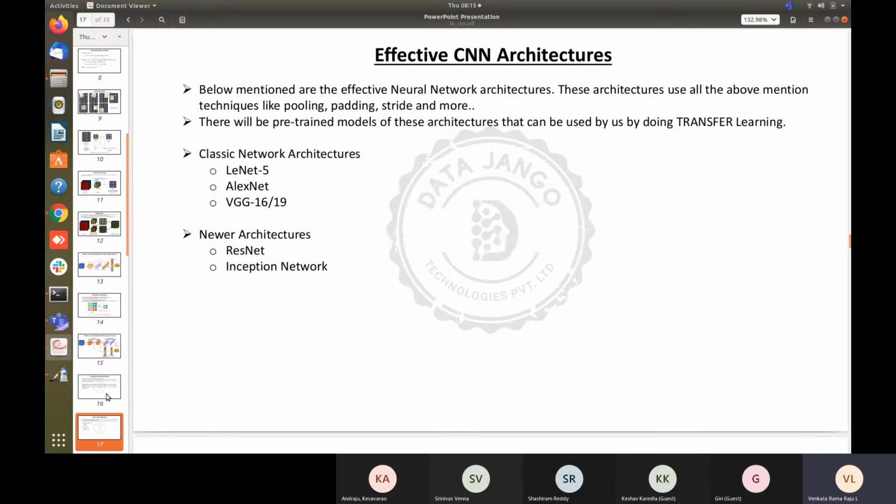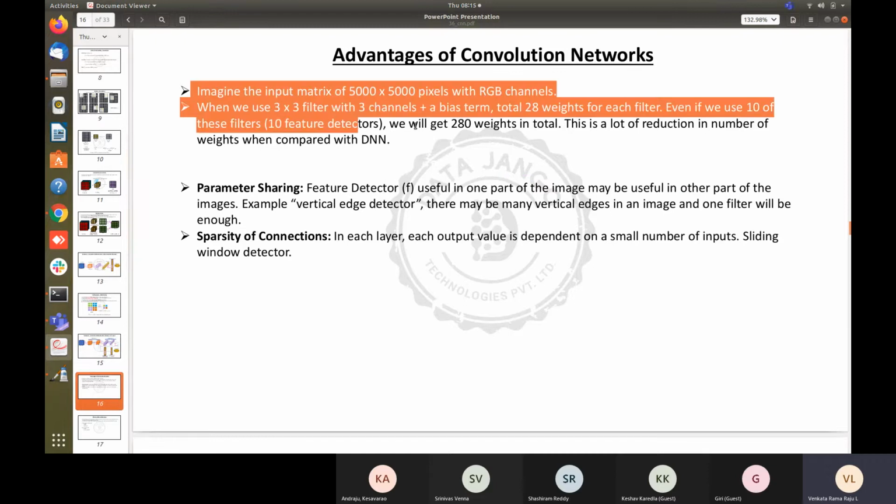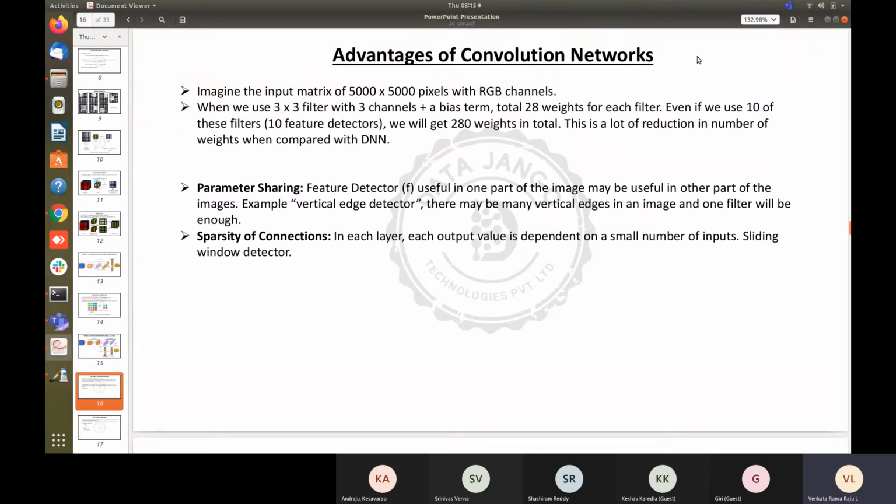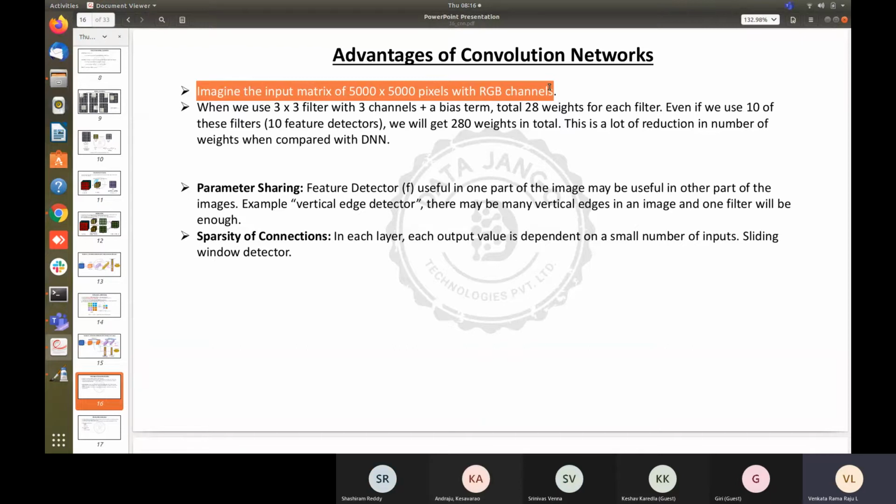Next, transfer learning, we need to understand. What is transfer learning? Before we go there, we already understood all these concepts, but I'll just reiterate the advantages of using a convolutional neural network. Imagine an input matrix of 5000 by 5000 by 3. It's going to be 75 million pixels. If you have a 100 layer neural network, 75 million by 100. Each neuron, if it's a deep neural network, needs 75 million weights or parameters. It's going to be huge, and the memory usage is going to be very high, and processing cannot happen.